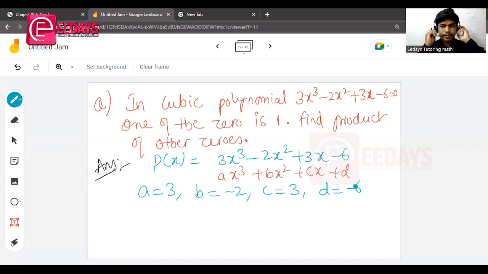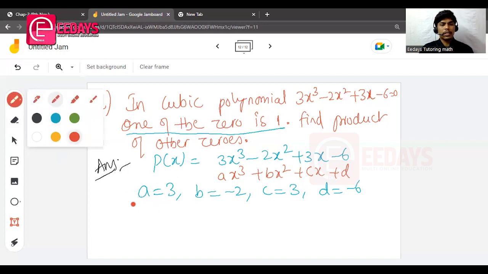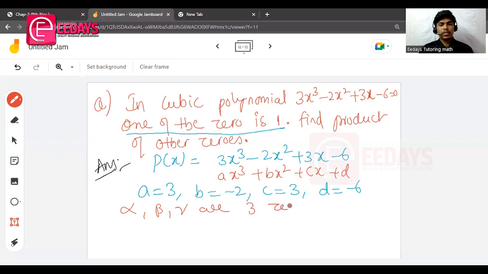Now, read the condition. One of the zeros is already given as one. Here alpha, beta, gamma are the three zeros. In there, alpha is already given as one. Alpha is equal to one. We need to find the product of the other zeros, beta into gamma.